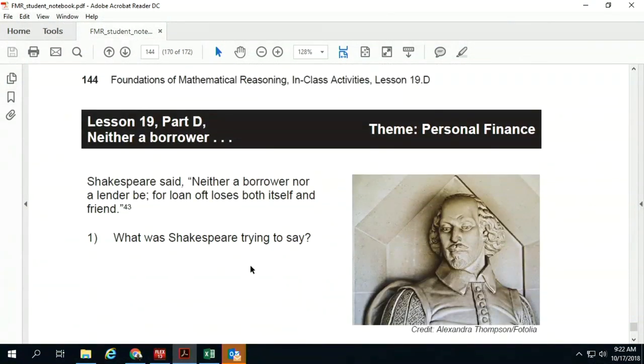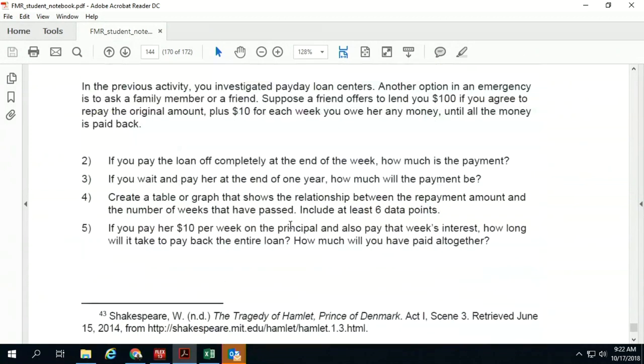Shakespeare said, "Neither a borrower nor a lender be, for loan oft loses itself and friend." It's from the tragedy of Hamlet, Prince of Denmark, Act 1, Scene 3.